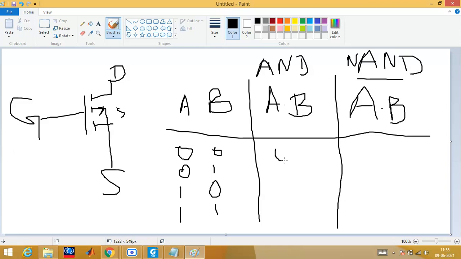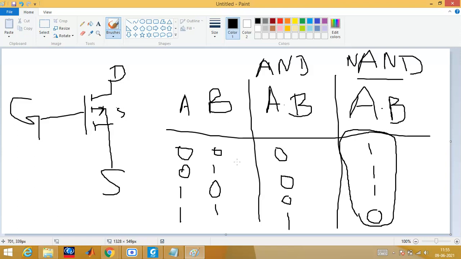Now 0 into 0 is 0. Anything multiplied by 0 is 0. You all know this because we have studied the fundamentals of digital electronics in detail. Whenever both the inputs are 1, only then your output will be 1. And in NAND it is reversed. All these three cases will be 1, and when both the inputs are high, your output is low. So you need to design a circuit such that whenever you give the combination of inputs, you get this output.